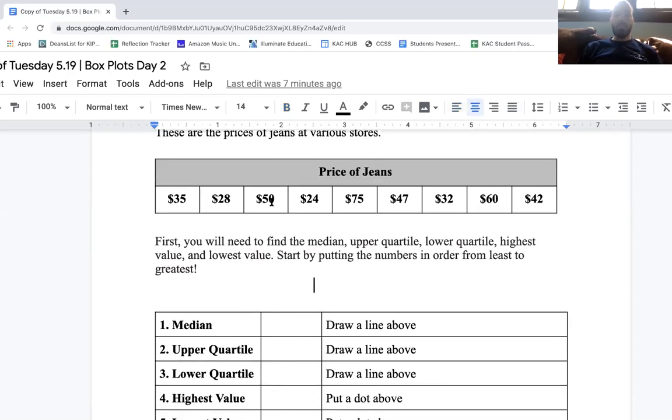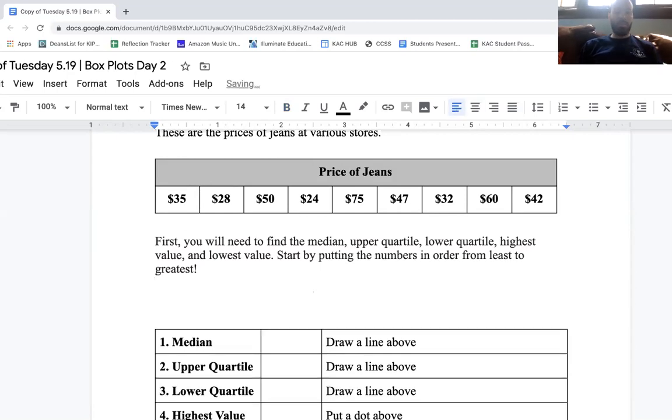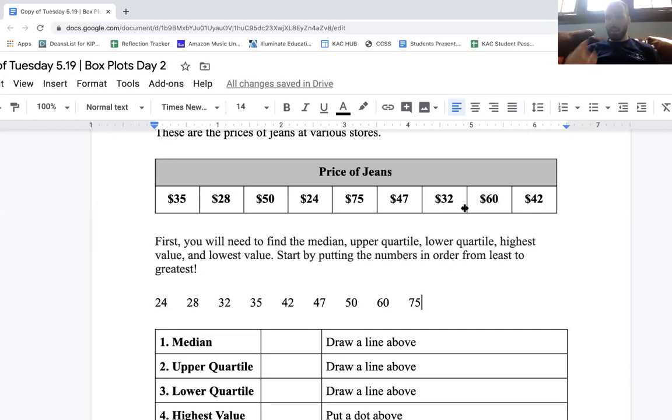Okay, my first step is always to put my numbers in order from least to greatest. So I have lowest is 24, and 28, then 32, then 35, 42, 47, 50, 60, 75. All I'm doing is taking these numbers and putting them in order. A step that you cannot skip because you'll get so frustrated if you do. I said there were 9 numbers here. I want to double check, and I have 9 here. 1, 2, 3, 4, 5, 6, 7, 8, 9.